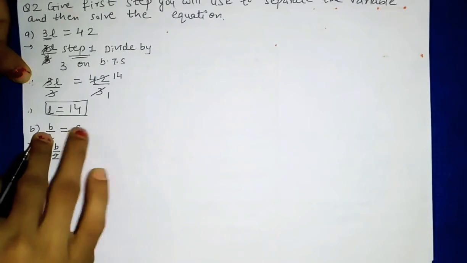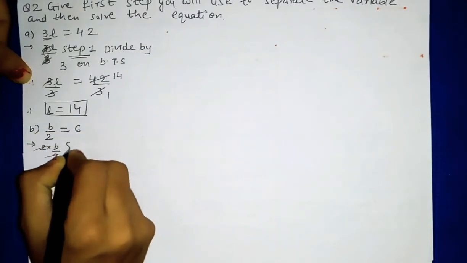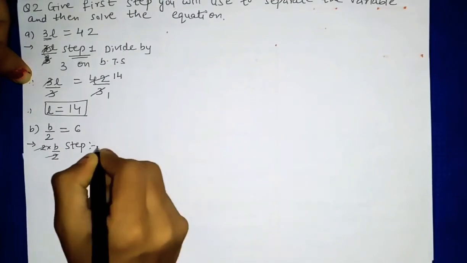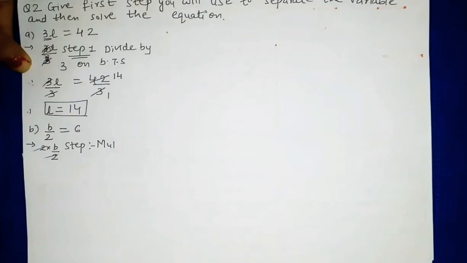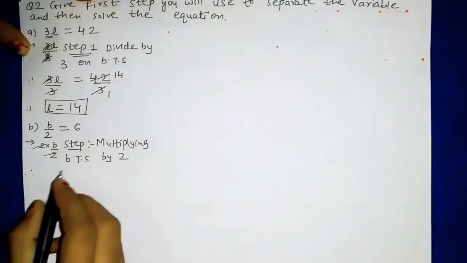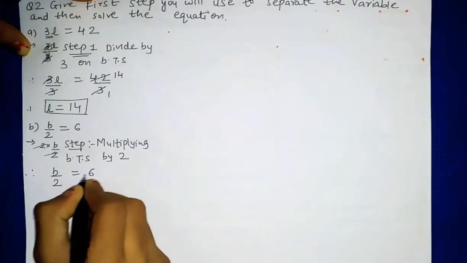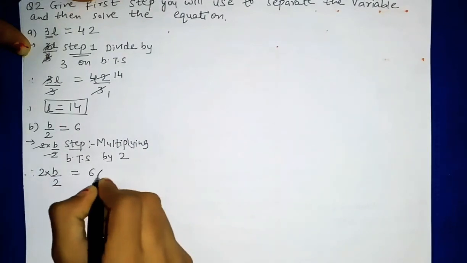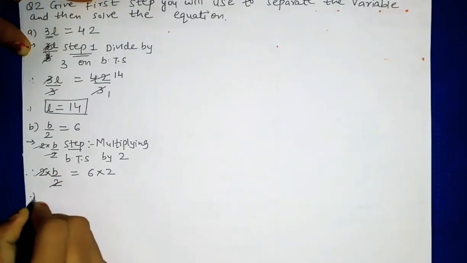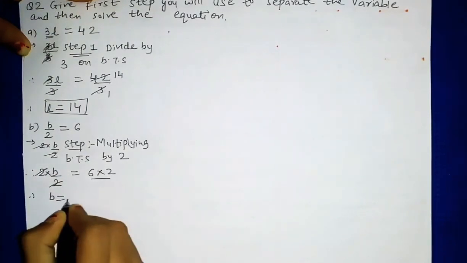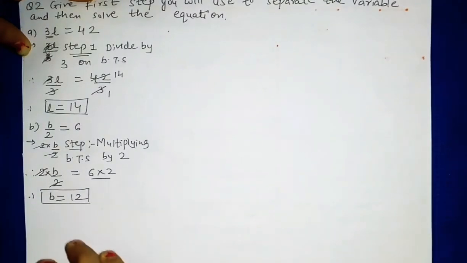So here we will multiply both sides by 2. Our step will be multiplying both sides by 2, so that you need to write. So this was our LHS and this is RHS. Here also we are multiplying by 2, here also we are multiplying by 2. Here 2 and 2 cancelled, only b is left, and here 6 twos are 12. So this is the value of the variable b.